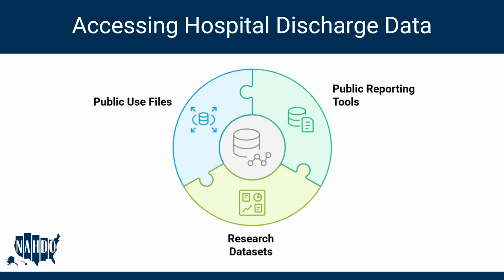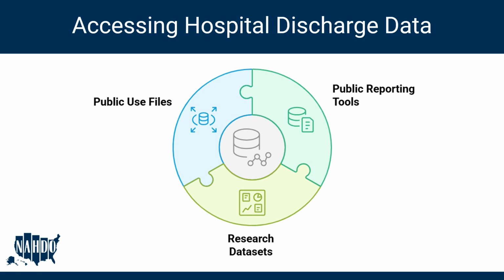Access to hospital discharge data varies depending on its intended use. Hospital discharge data is made available to the public in several ways. Public use datasets or public use files are de-identified state and national inpatient, emergency department, and ambulatory surgery datasets available to the public with minimal restrictions on their use. They are commonly used for public health reporting and policy analysis. However, there are prohibitions on attempting to re-identify persons in these datasets.